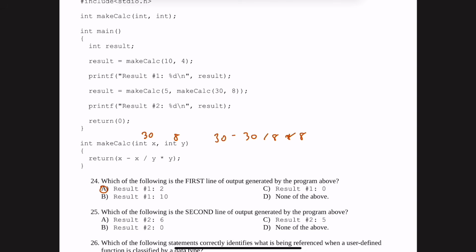So now this resolves to 6. And we use that 6 as one of the parameters for our next function call. So now for this larger call, my parameters are going to be x equals 5, comma, y equals 6. 5 minus 5 divided by 6 times 6. Remember, small integer divided by larger integer is going to be 0. 0 times 6 is 0. 5 minus 0 is 5. So my answer for 25 is going to be C. Result is 5.